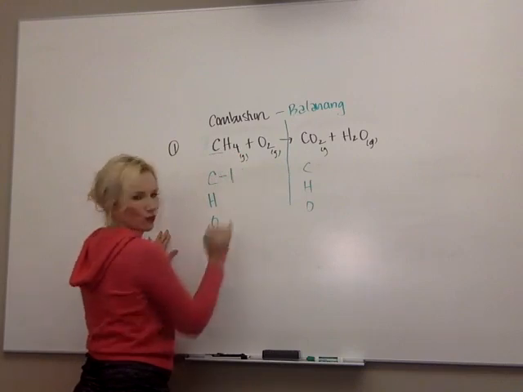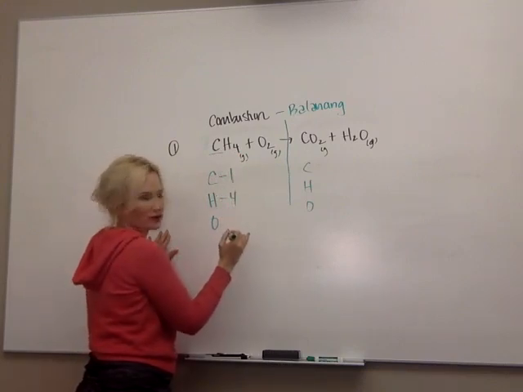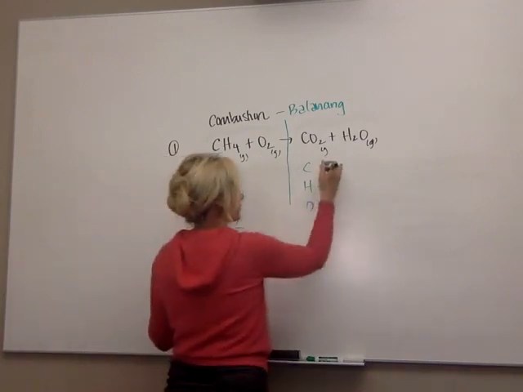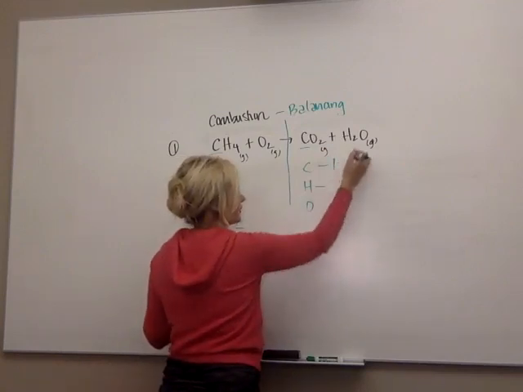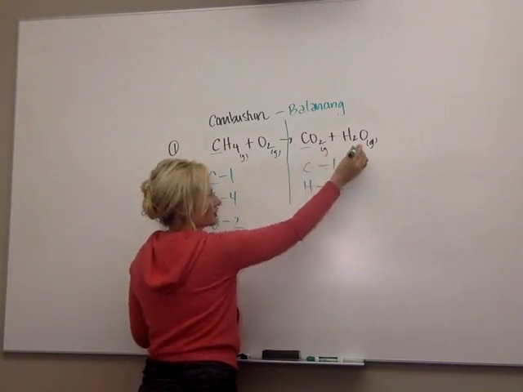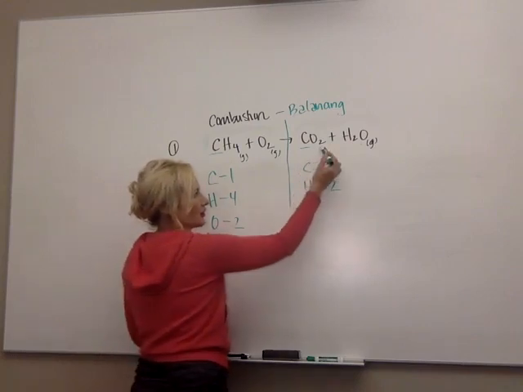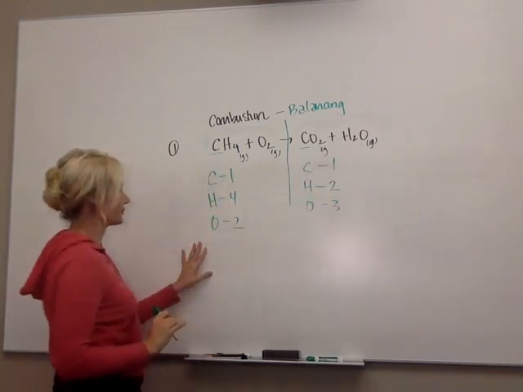So here I have 1 carbon, 4 hydrogen, 2 oxygen. On this side I have 1 carbon, 2 hydrogen, and then combustion can be a little tricky to balance because you have oxygen in 2 places, so you have to add them. Right now I have 2 plus 1, I have 3 oxygen on the other side.